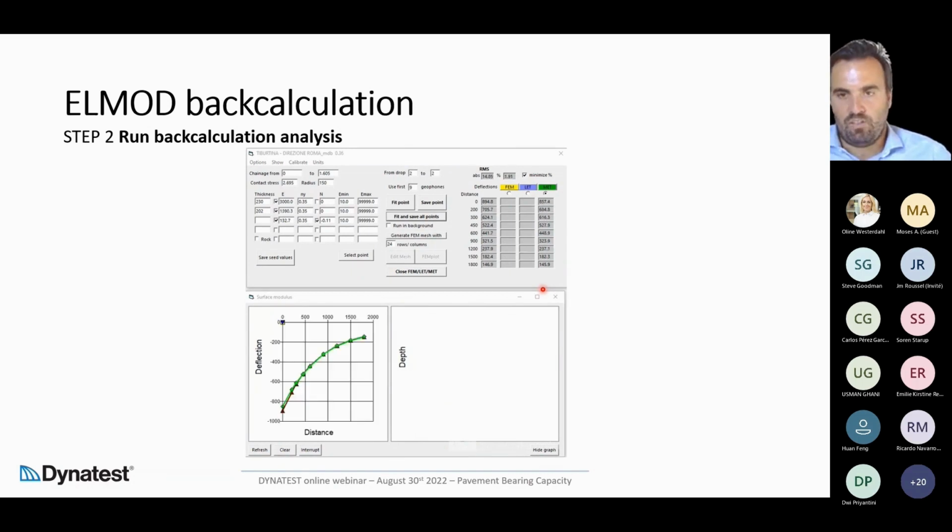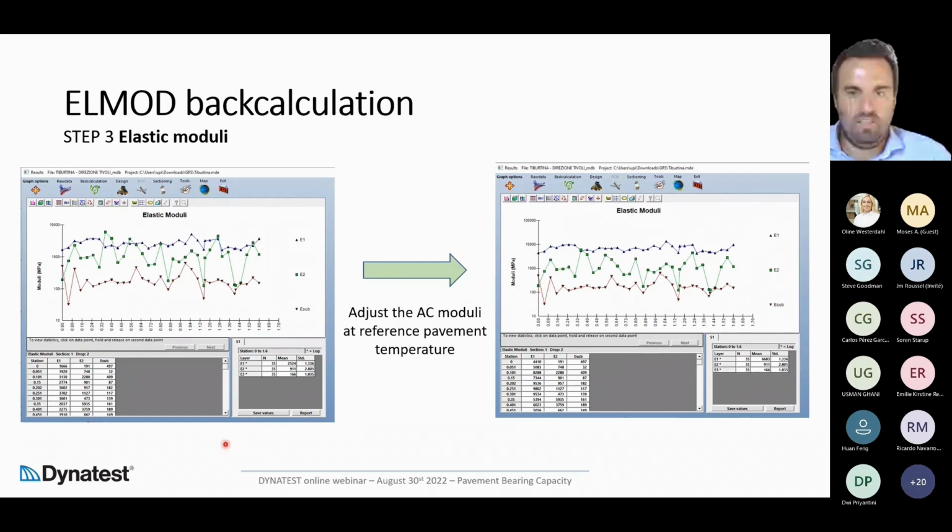At the end of this process provided by the software, what we have is the calculated elastic moduli. The blue one is the E1, the green one is the E2, and the red one is the subgrade elastic moduli. It's important that you know that the asphalt concrete elastic moduli is temperature dependent. The first result is the elastic moduli provided at test temperature, but through the material properties specified in a parameter setup, we can adjust the AC moduli at the reference pavement temperature. In this case, you see that now the blue line is much higher. Here, for example, it is around 2,000, and here it is around 4,000 or 5,000.